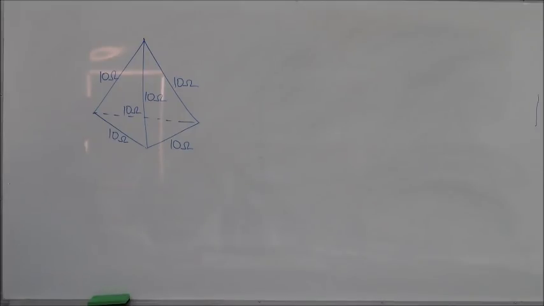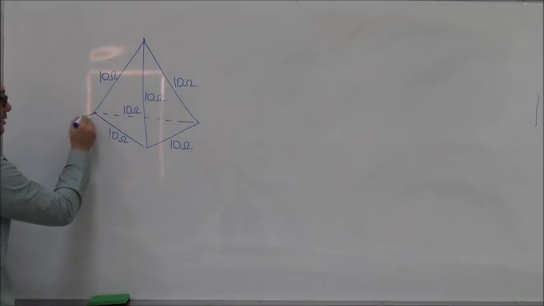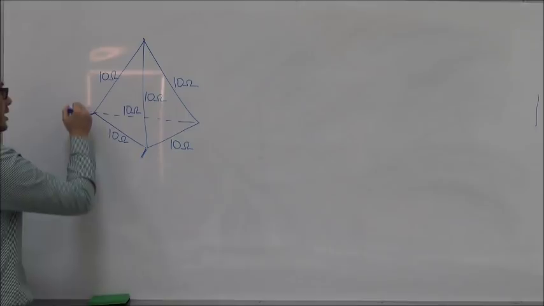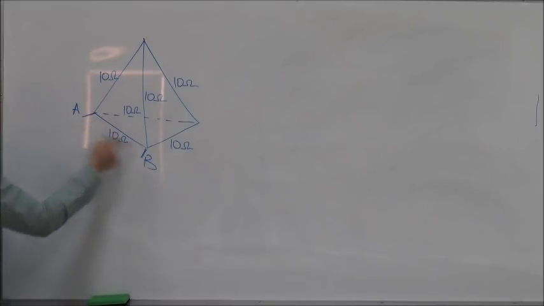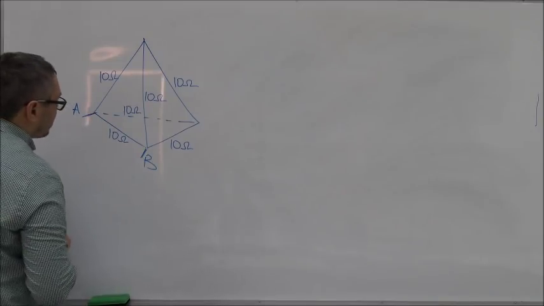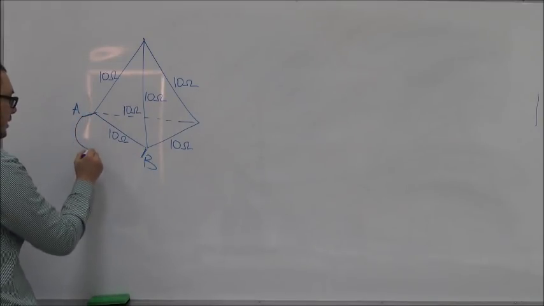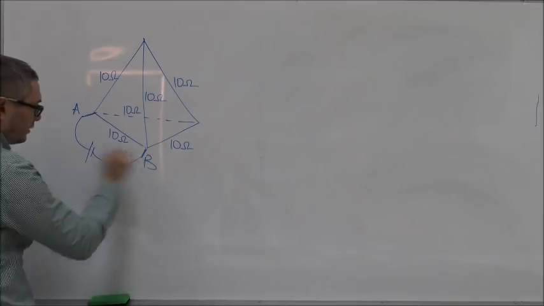Well, let's say that we take these two vertices, let's call them A and B, and we want to find out what is the total equivalent resistance between these two points. So let's say that we connect an EMF here, like this.